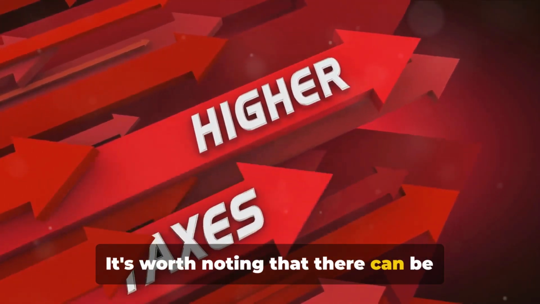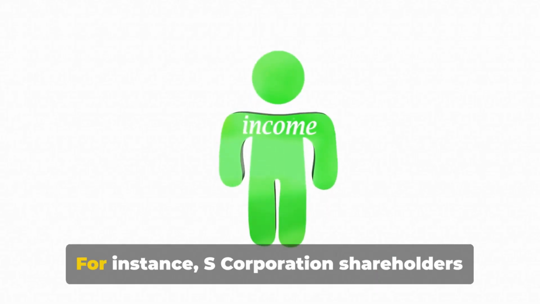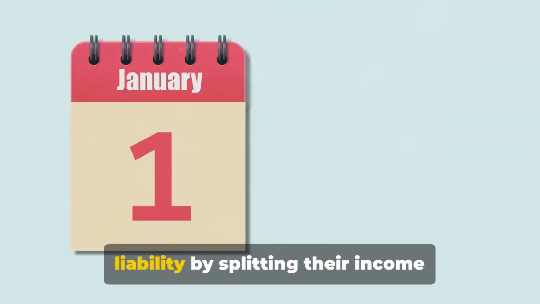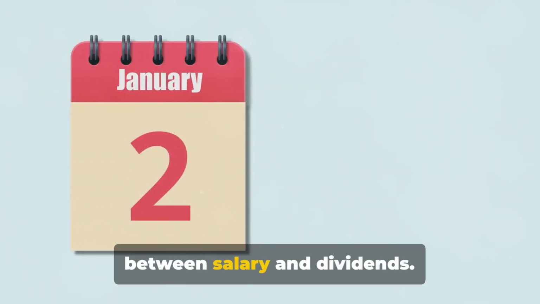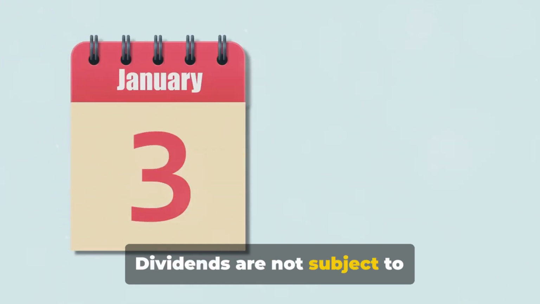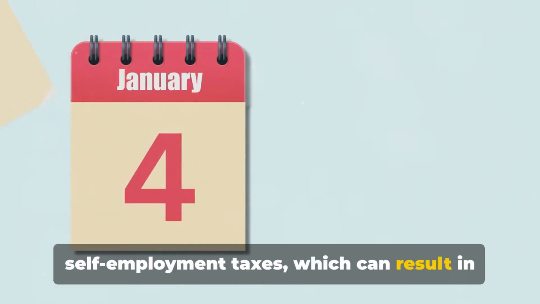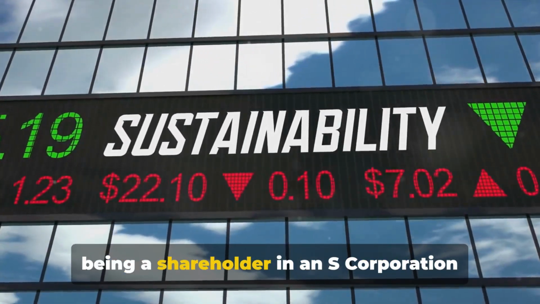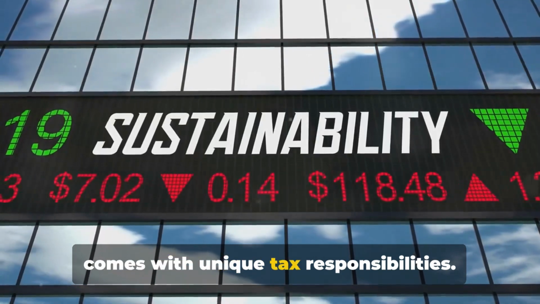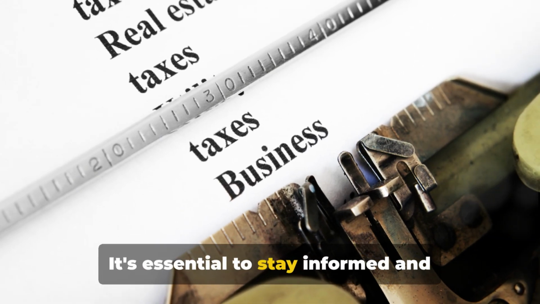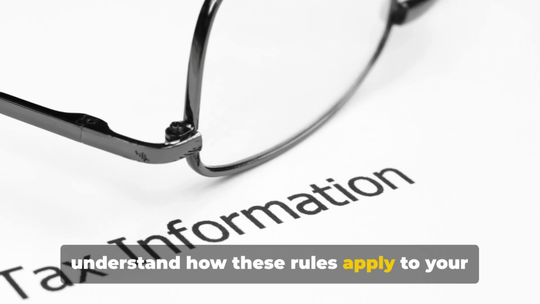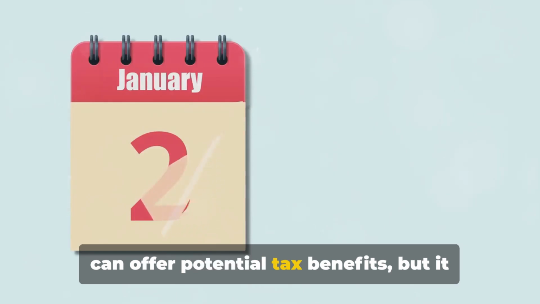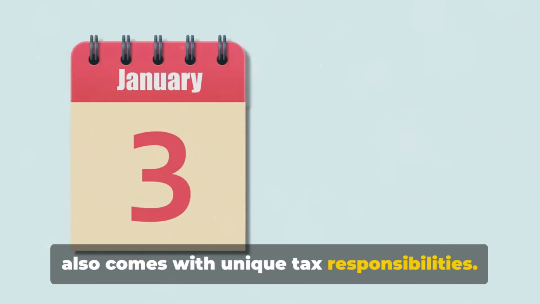It's worth noting that there can be potential benefits to this system. For instance, S corporation shareholders can potentially reduce their overall tax liability by splitting their income between salary and dividends. Dividends are not subject to self-employment taxes, which can result in significant tax savings. However, it's important to remember that being a shareholder in an S corporation comes with unique tax responsibilities. It's essential to stay informed and understand how these rules apply to your particular situation. Being a shareholder in an S corporation can offer potential tax benefits, but it also comes with unique tax responsibilities.